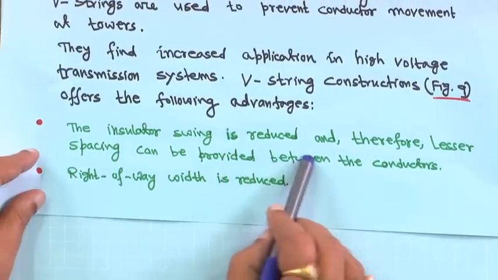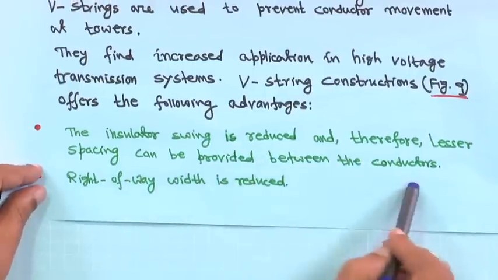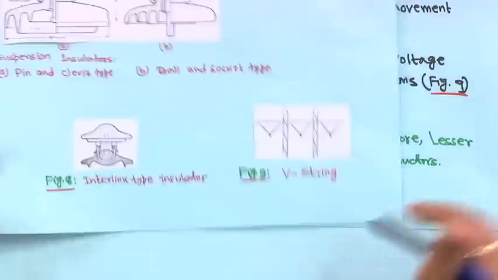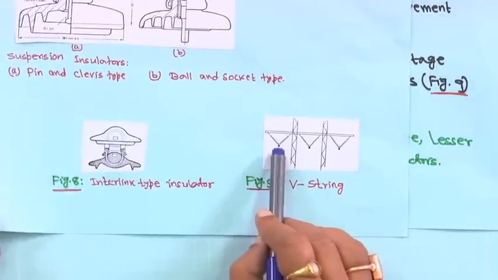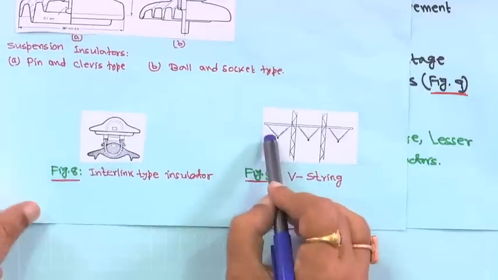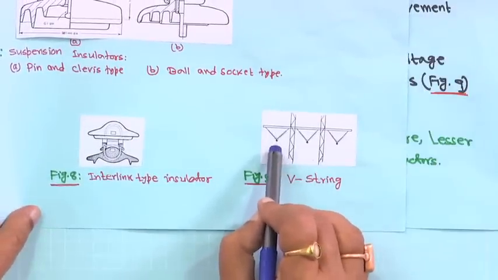The insulator swing is reduced naturally, and therefore, lesser spacing can be provided between the conductors. As it is connected, look at that, 2 insulator strings are used. So, their insulator cost will be higher, that is also another aspect, because 2 insulators are used, but the conductor swing, our conductor movement, will be very less.